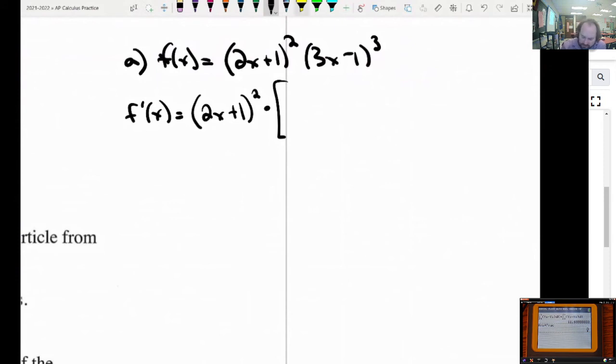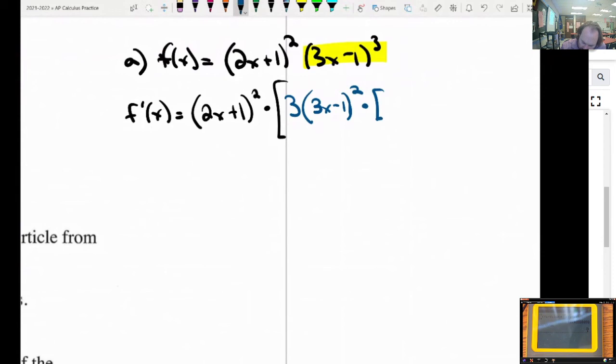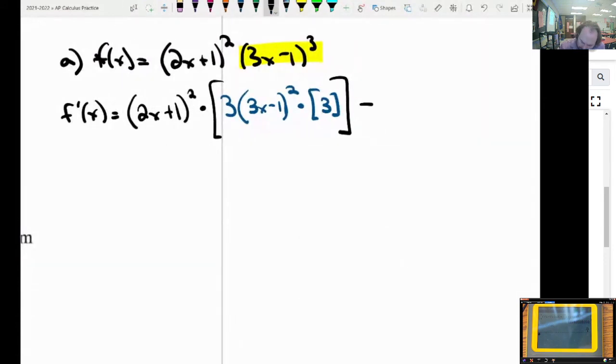The derivative of the second function, we'll start with the outside part and do 3 times the inside chunk squared, just using the power rule with the third power there. We also need to multiply that by the derivative of the inside part, which in this case is 3. We will clean all that up in the next step. Plus the original second thing, (3x minus 1) to the third, times the derivative of the second thing, which is going to be very similar.